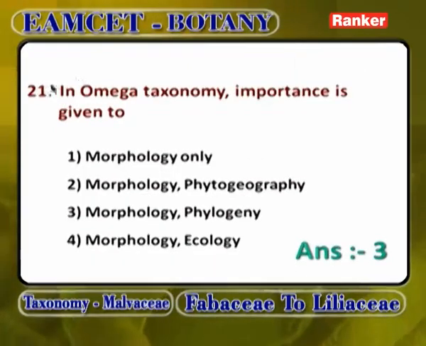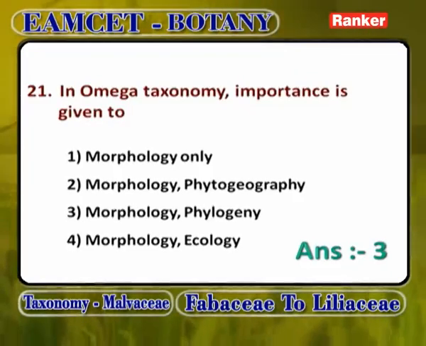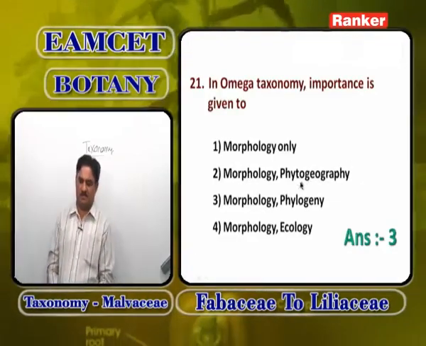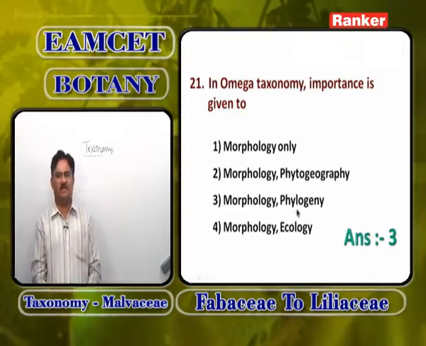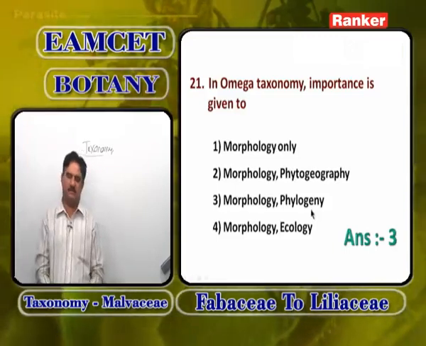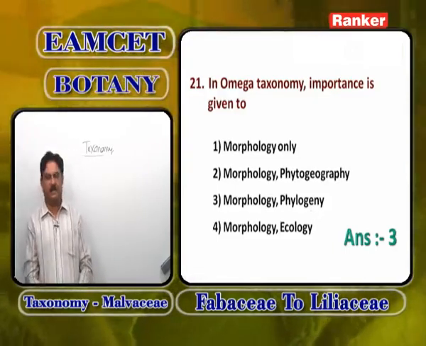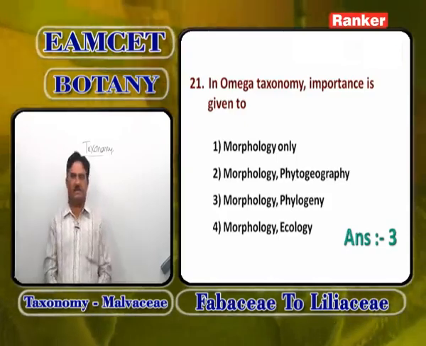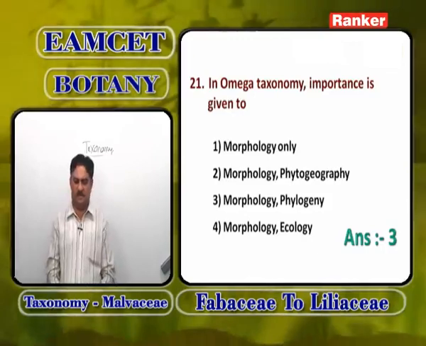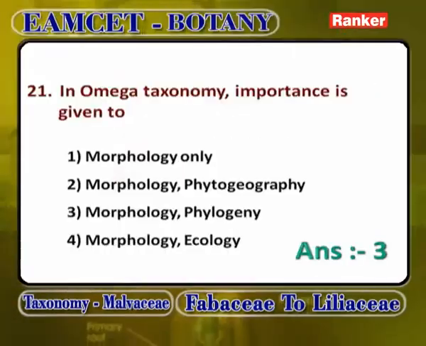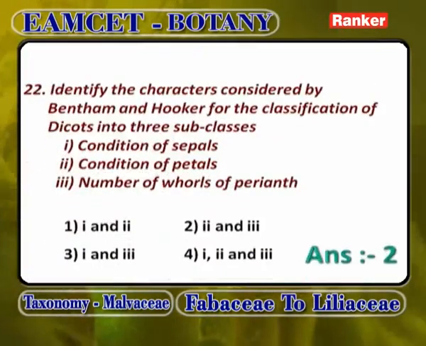In omega taxonomy, importance is given to. In omega taxonomy, importance mainly given to morphology only is wrong. Morphology and phytogeography is wrong. Morphology and ecology is wrong. But morphology and phylogeny is correct. Why? Because phylogeny is ancestral characters, and giving importance to ancestral characters is phylogeny. In omega taxonomy, importance is given to phylogenetic characters also. So answer is 3. Next.